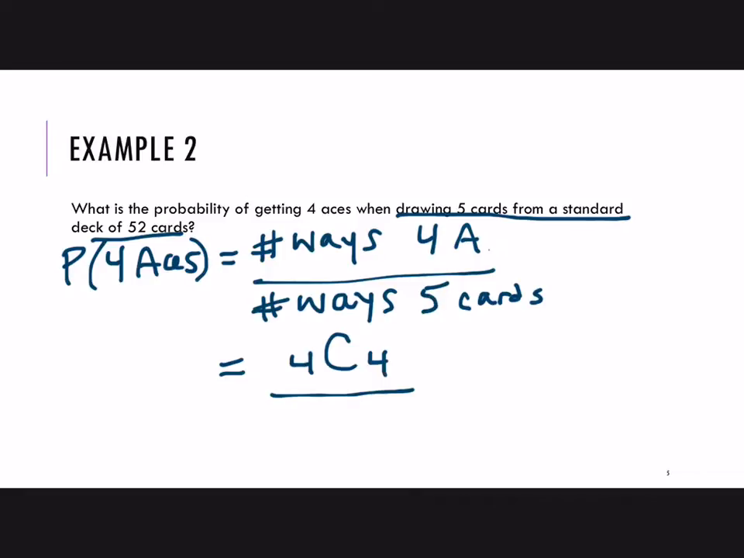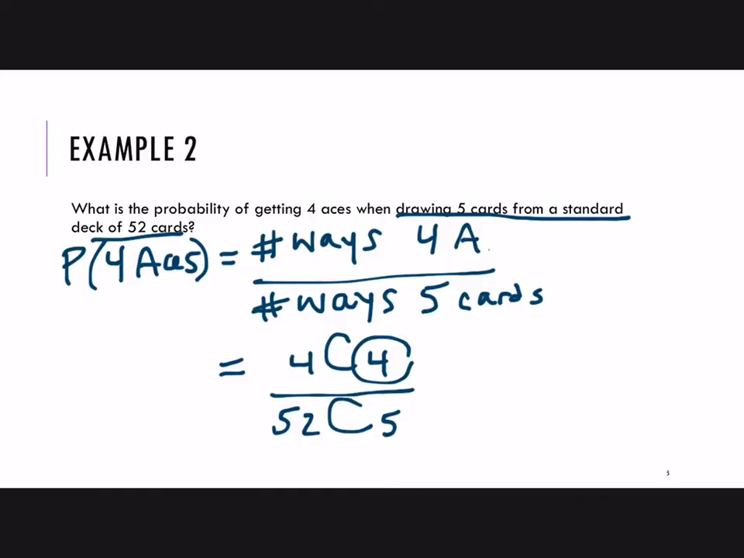And then the number of ways to choose 5 cards. So we have 52 cards total, and we're trying to choose 5 of them. Okay, so choose 4, there's only one way to do that. Oh, one other step here. Let me back up. So far, this one's a little different than the last one. We've chosen our 4 aces, but we also have to take into account the fact that there's still a 5th card to be picked.